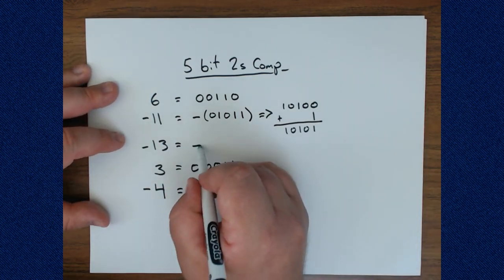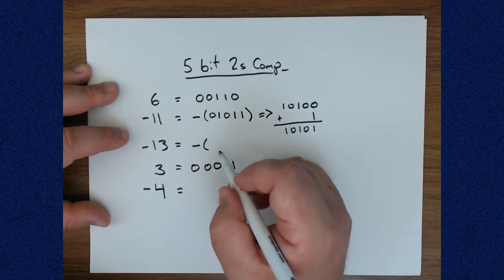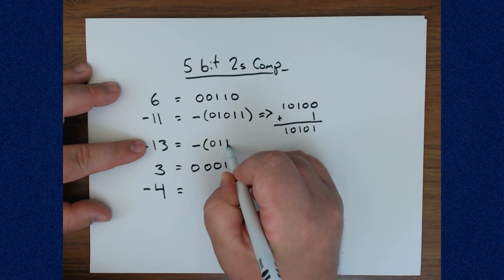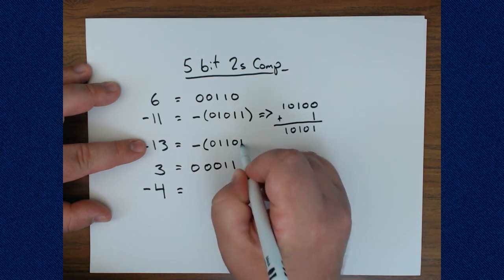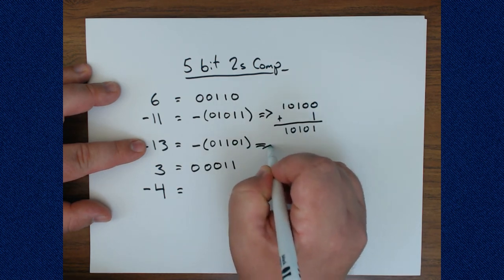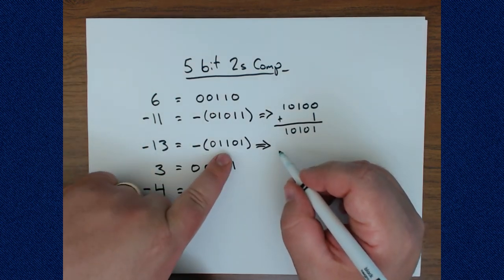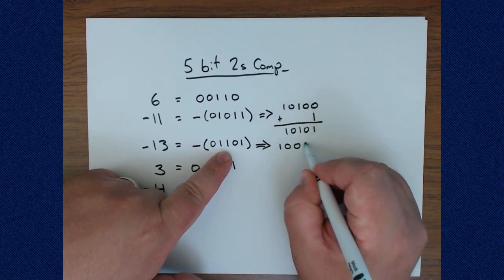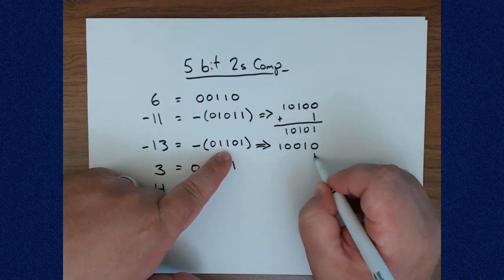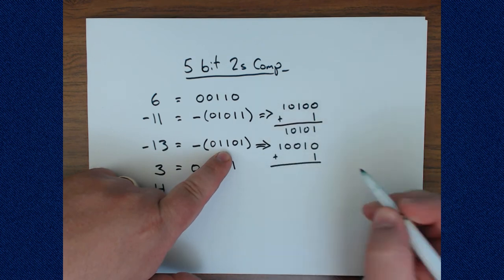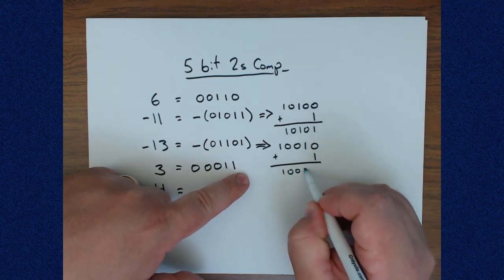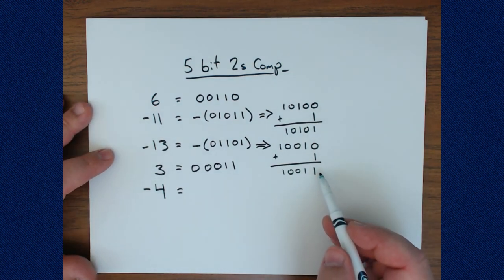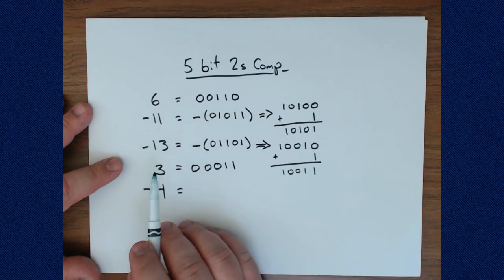Negative 13, I'll need to perform the negation operation on the bit pattern for 13. That will be 8 plus 4 is 12, plus 1 is 13. So to perform the operation, flip all the bits. That's the ones complement part. 1, 0, 0, 1, 0. And then add 1 to that. So that'll get me 1, 0, 0, 1, 1. So 1, 0, 0, 1, 1 is the 5-bit 2's complement representation of negative 13.